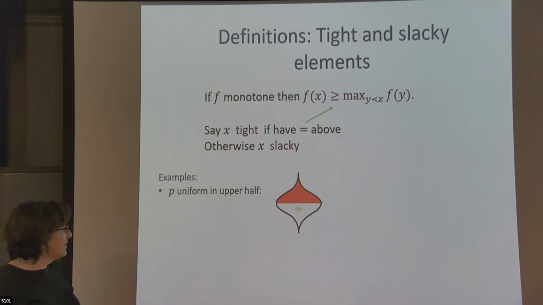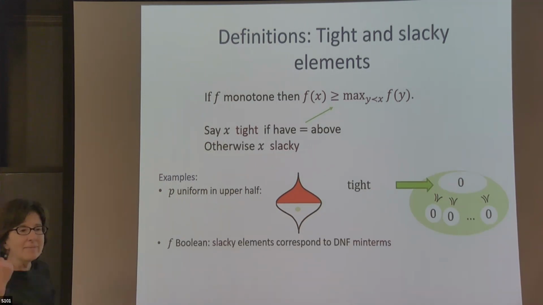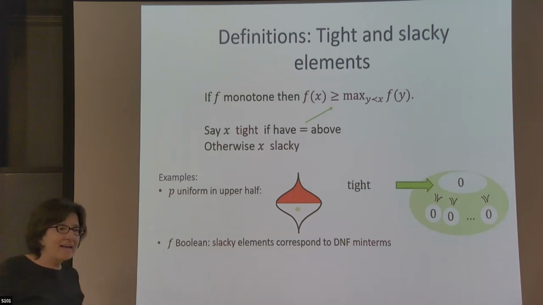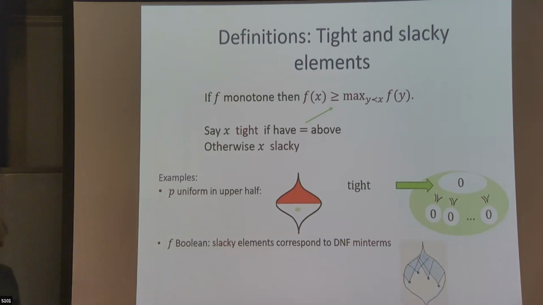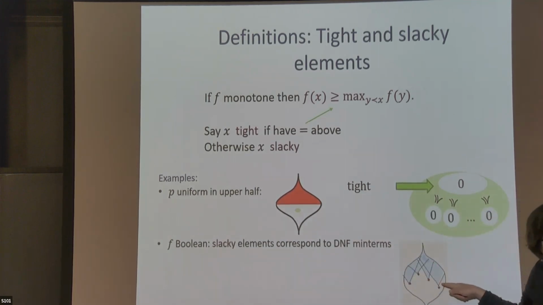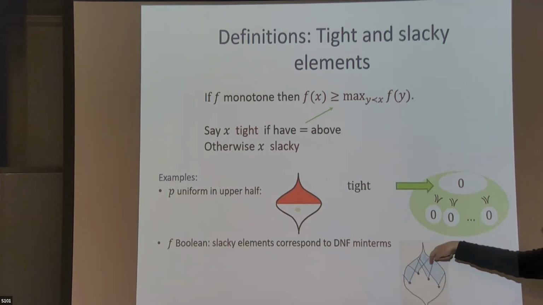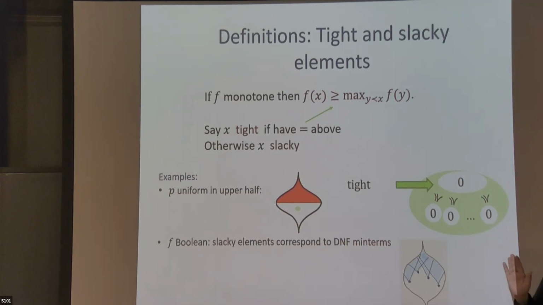All right, let me just talk a minute about, forget about distributions for just one second and one slide. If f is Boolean, then the slacky elements correspond to DNF minterms, right? Like these guys, they jumped over their kids. They were like, I'm more than my kid. These are all zeros, and all these blue guys are ones. This is the Boolean function. So just humor me for a second, and we move to Boolean functions.